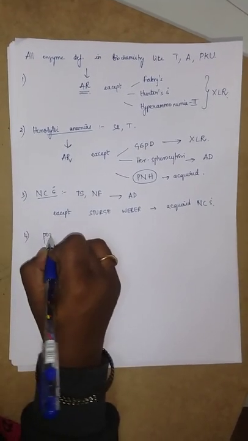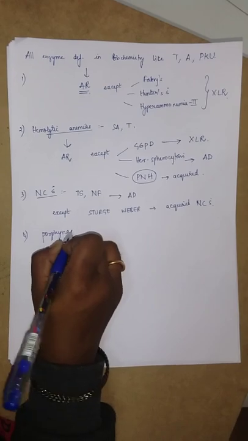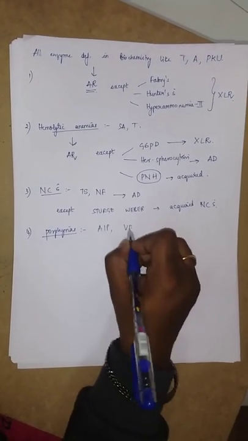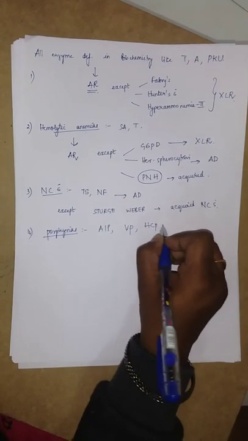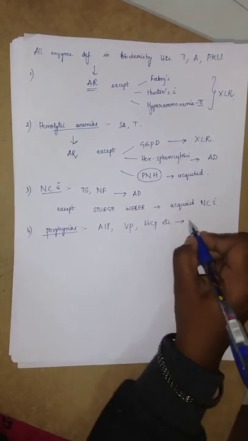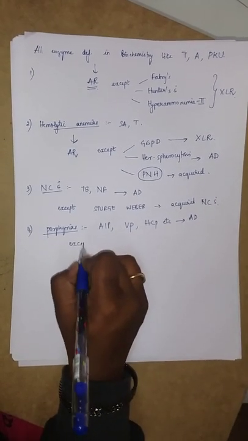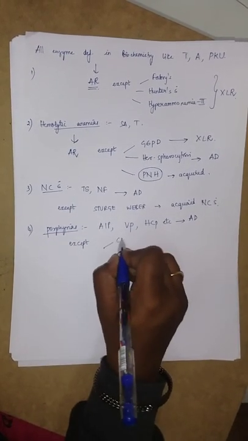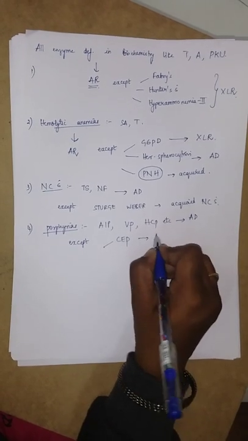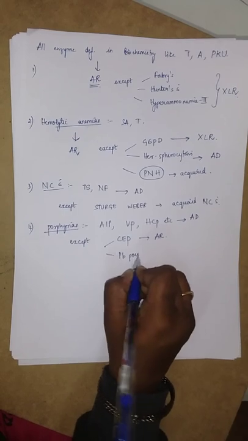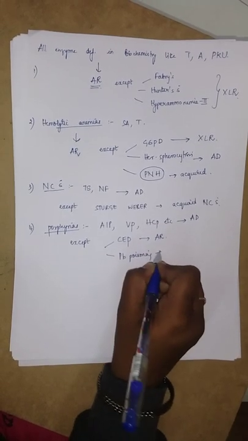Next, porphyrias. Porphyrias such as acute intermittent porphyria, variegate porphyria, hereditary coproporphyria, etc. All these porphyrias are inherited via autosomal dominant pattern except congenital erythropoietic porphyria, which is inherited by autosomal recessive pattern, and lead poisoning is a cause of acquired porphyria.